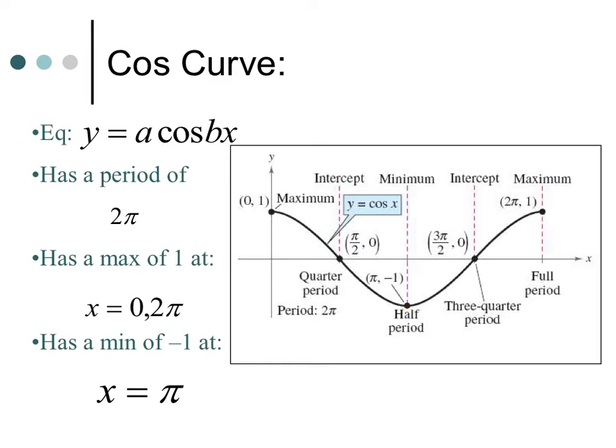We have two intercepts, pi over 2 and 3 pi over 2. We'll talk more in class about why these points are these specific values, but for now we want to make sure that we know those 5 points and that the general curve for the cosine starts at a maximum and then ends at a maximum as well.